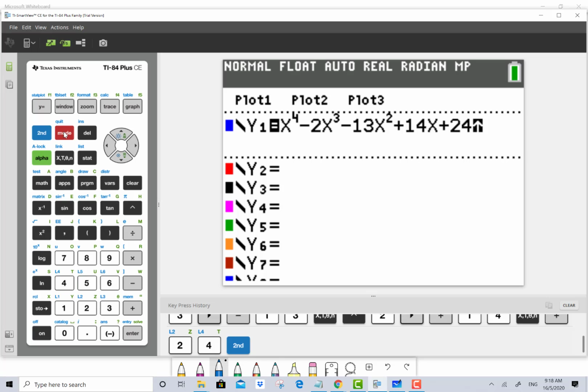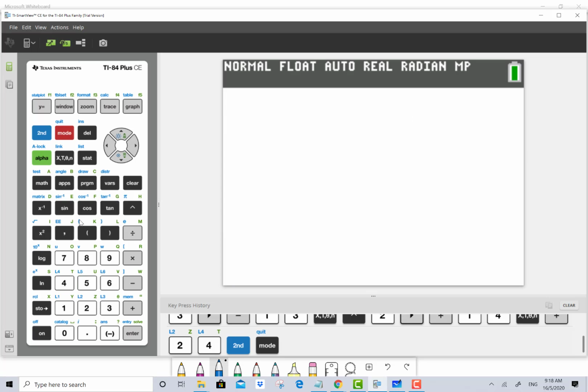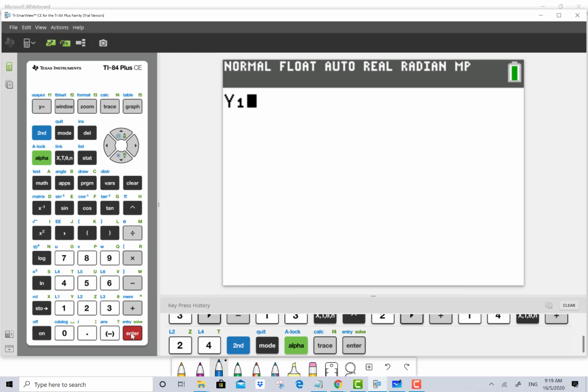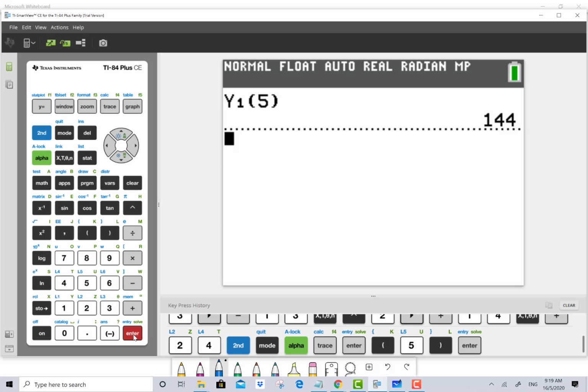So if I have the function in now, what I'm going to hit is second, quit. Now, if I want to evaluate the function at a particular value, what I'm going to do is hit alpha, trace, and once I hit alpha trace, I hit Y1. And to evaluate that particular function, all I do is put a parenthesis, put any value. Let's start out with 5. So for 5, we'll close parentheses, and notice that's given me the value of the specific function that we entered into Y1 at x equal to 5.